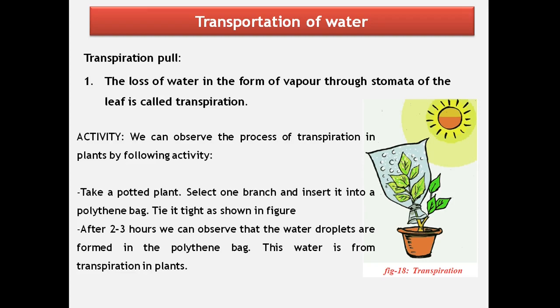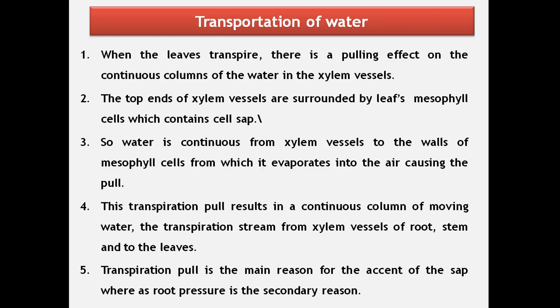When the leaves transpire, there is a pulling effect on the continuous columns of water in the xylem vessels. The top ends of the xylem vessels are surrounded by leaf mesophyll cells, which contain cell sap. So, water is continuous from xylem vessels to the walls of mesophyll cells of leaves, from which it evaporates into the air, causing a pull.